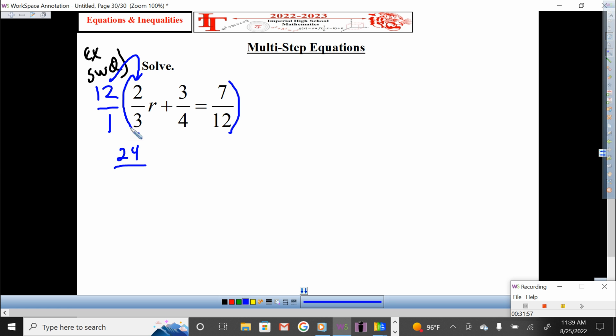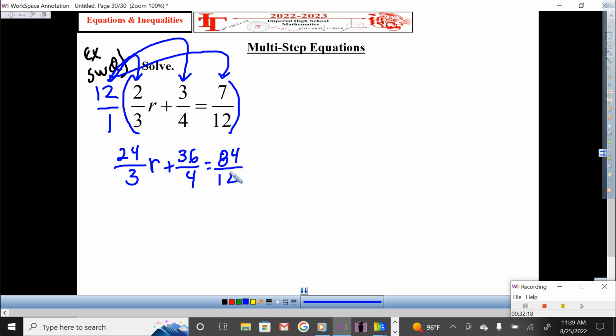24 over 1 times 3 is 3, and that is R. Plus 12 times 3. What is 12 times 3? 36, and 1 times 4 is 4, equals, what is 12 times 7? 84 over 1 times 12 is 12.